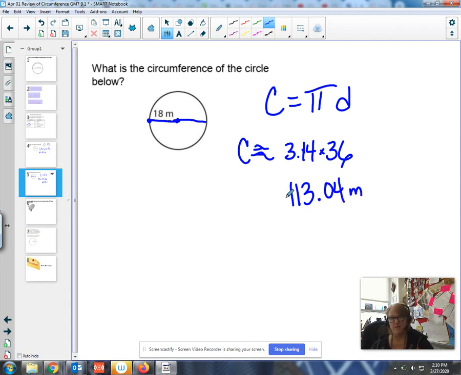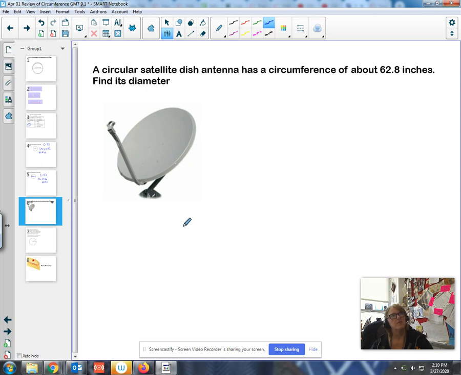Did you get that? Check. Stop if you need to, because I'm going kind of fast, but you can pause at any time. Ooh, look at this one. A circular satellite dish antenna, so if you have like Dish Network or something like that, has a circumference of about 62.8 inches. Find its diameter.